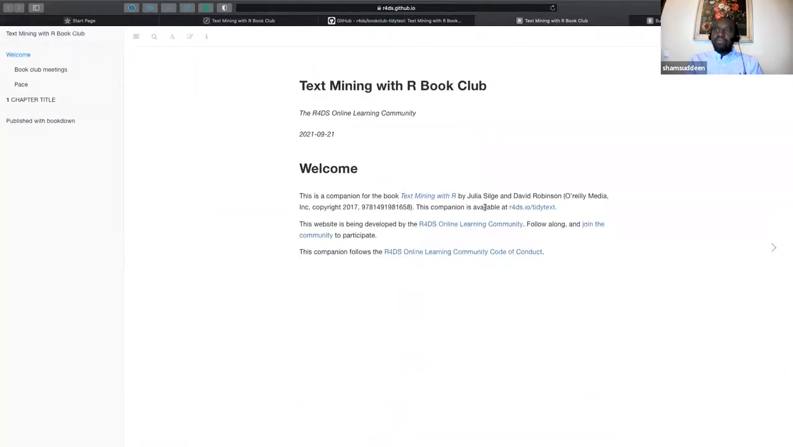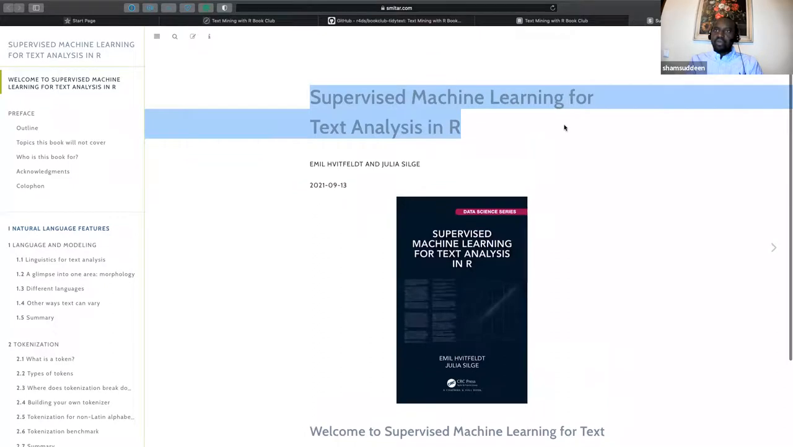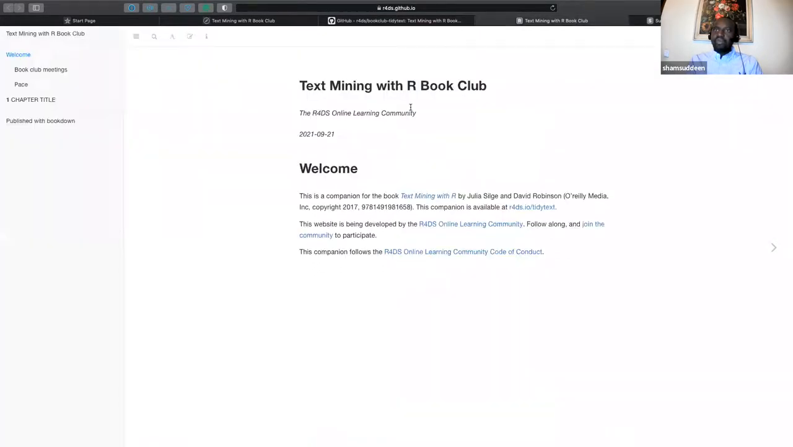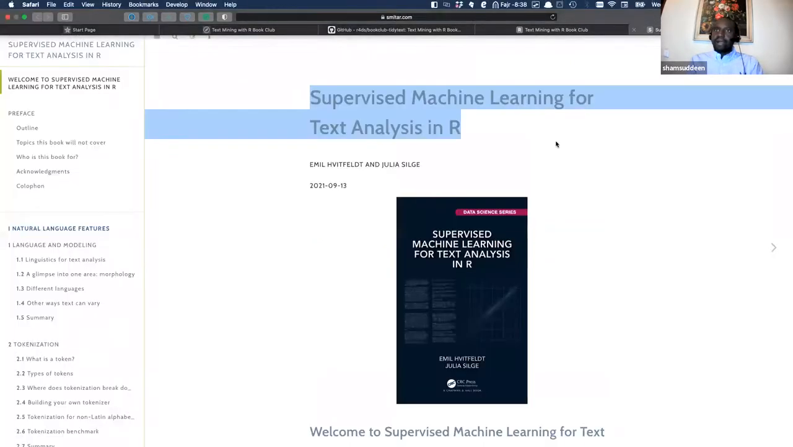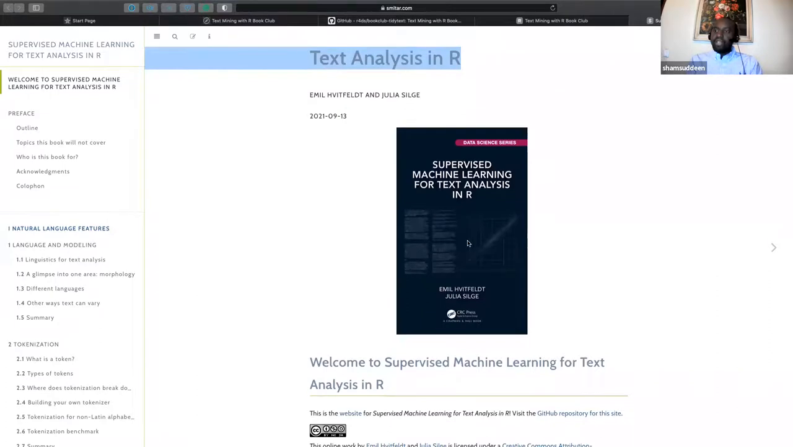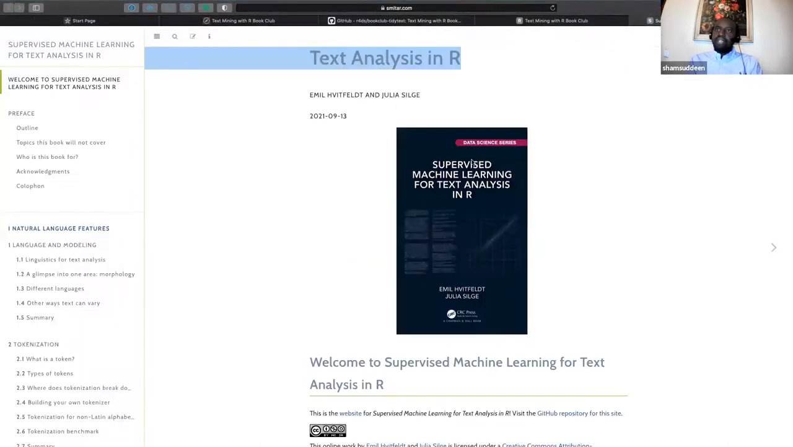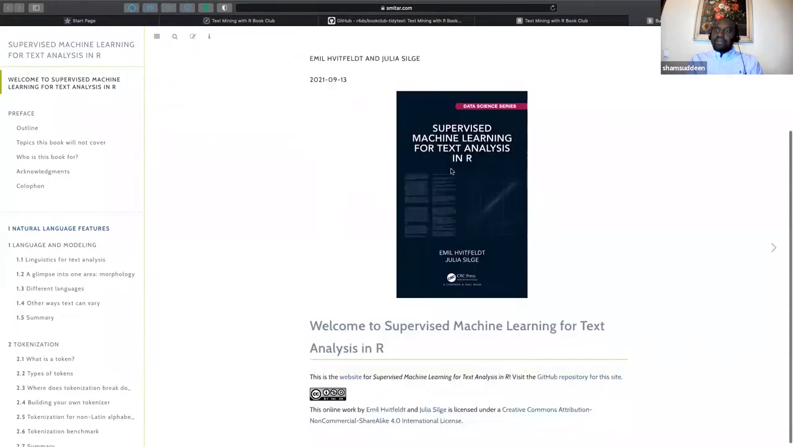But what we discussed previously, even with the authors of this book, Emil and Julia Silge, in the channel, we were discussing whether we should go straight to Supervised Machine Learning for Text Analysis, or start with Text Mining with R for someone who is new. And we concluded, okay, let's start with Text Mining with R, and after this one, we can move to Supervised Machine Learning for Text Analysis. Emil even advised that we can jump straight to that book, but John said, okay, let's start with this one and after we can go to the next. So the aim for this book club is to transition from Text Mining with R to the second book, Supervised Machine Learning for Text Analysis.